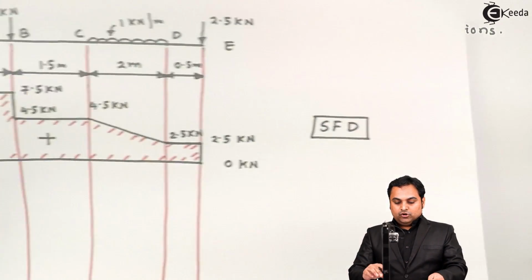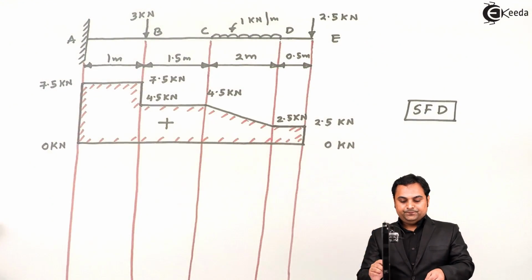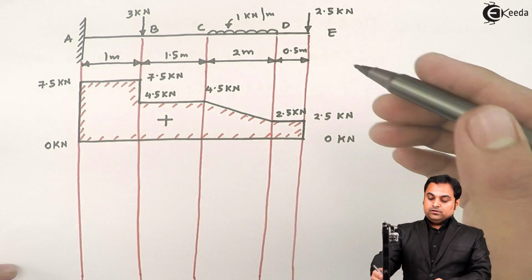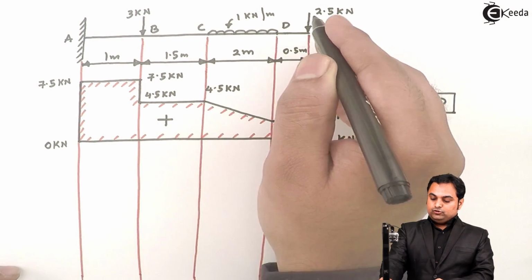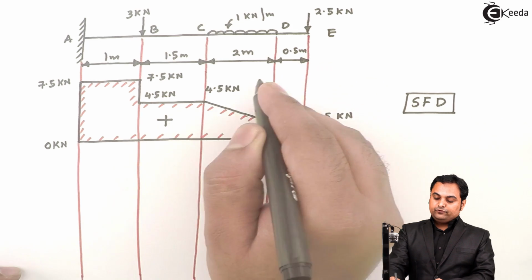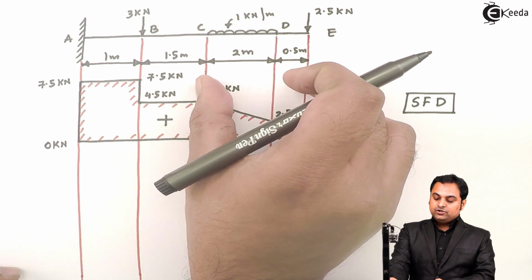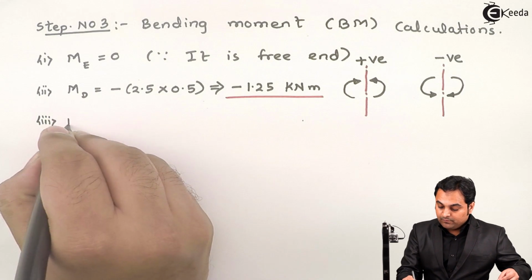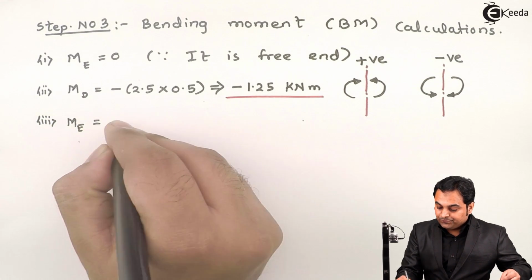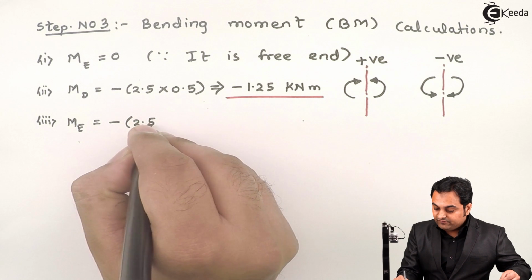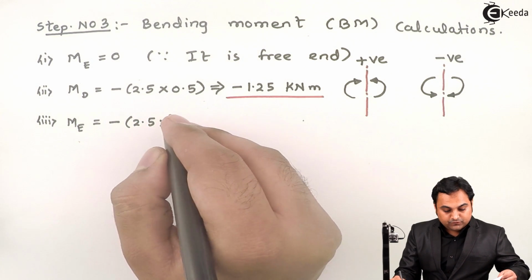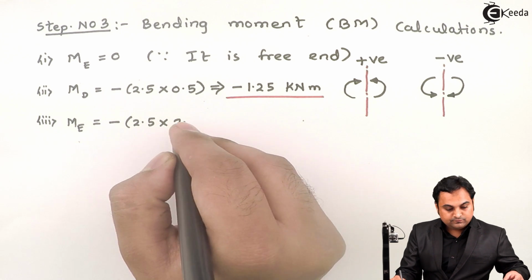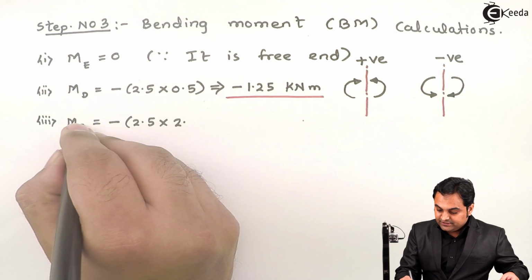Then moment at point C, here for the calculation of this moment, on the right hand side of C, 2.5 kilonewton force will produce clockwise moment and the distance is 2.5 from E to C. So that will be moment at C is equal to minus 2.5 into 2.5.